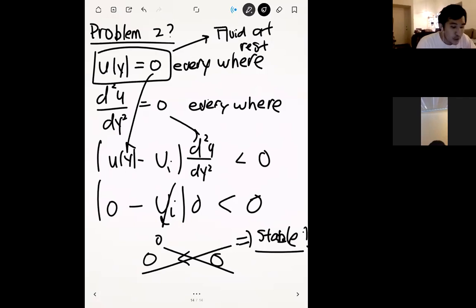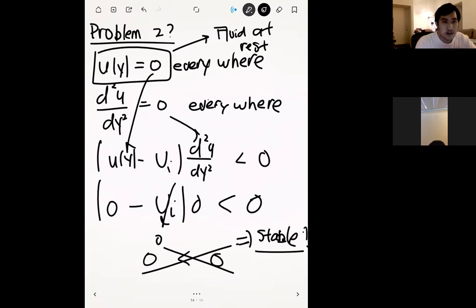Okay? And so that paradox is not picked up by Reynolds. Because what Reynolds is basically saying is that if you have u of y equal to 0 everywhere, then you have an inflection point, so you should have an instability. But when you plug it into Fjortoft's theorem, Fjortoft's basically says, no, that's not right. If you have flow that's at rest, then flow that's at rest is stable, and that's what is confirmed there.